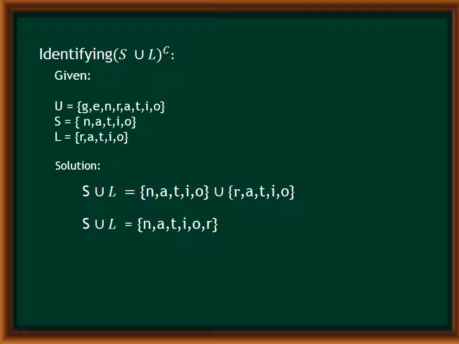Now, for the complement of the union of S and L, we need to find out the elements in our universal set that are not found in the union of S and L. So we have letters G and E. So again, G and E are elements of the universal set, but are not elements of the union of our set S and set L.